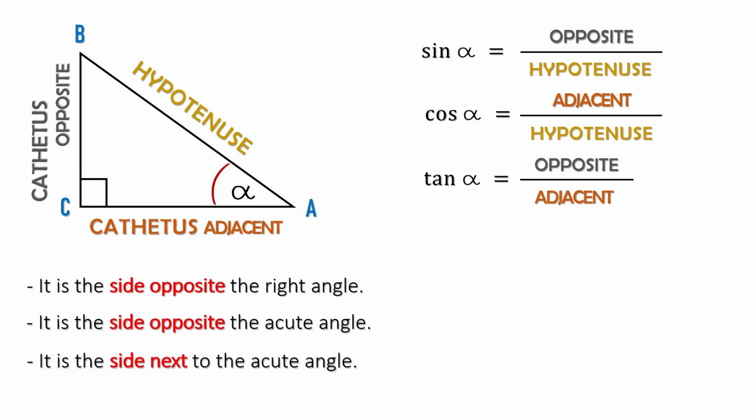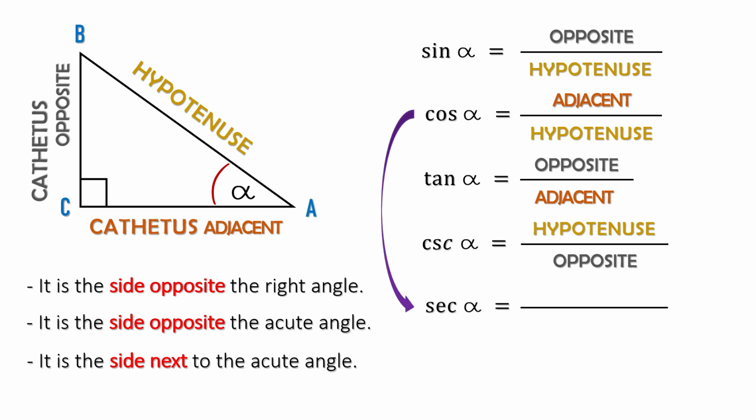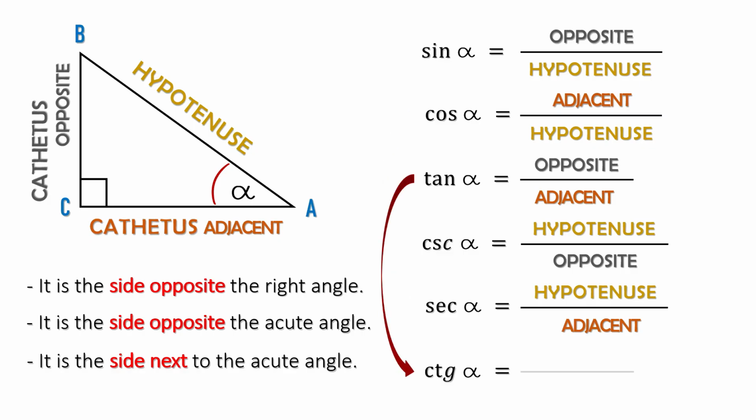On the other hand, the reciprocal trigonometric ratios for this same acute angle are defined, that is, the cosecant of alpha as the ratio between the length of the hypotenuse and the length of the opposite side, which would be the reciprocal trigonometric ratio of the sine. The secant is the ratio between the length of the hypotenuse and the length of the adjacent side, which would be the reciprocal trigonometric ratio of the cosine. And finally, the cotangent is the ratio between the length of the adjacent side and the length of the opposite side, which would be the reciprocal trigonometric ratio of the tangent.